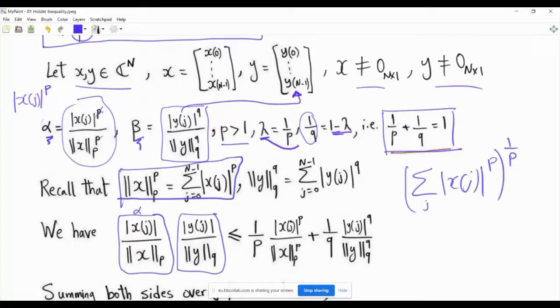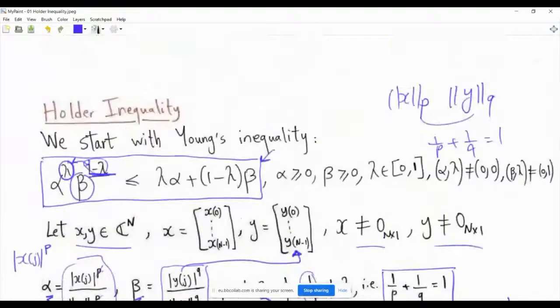So this is alpha to the lambda, and then beta to the power 1 minus lambda, with lambda equal to 1 over p, and 1 minus lambda equal to 1 over q, and so 1 over p plus 1 over q must be equal to 1. And this should be less than or equal to this side here.